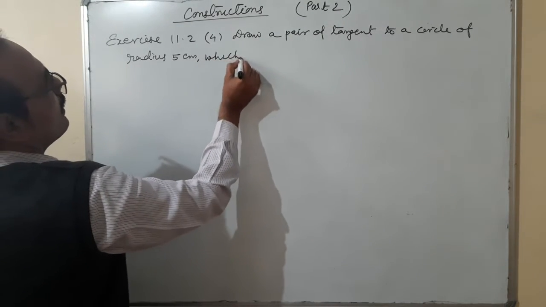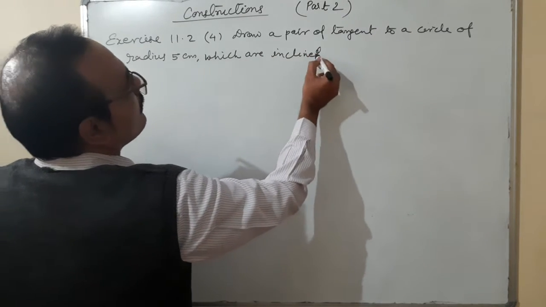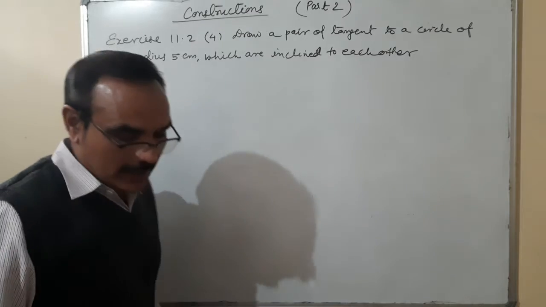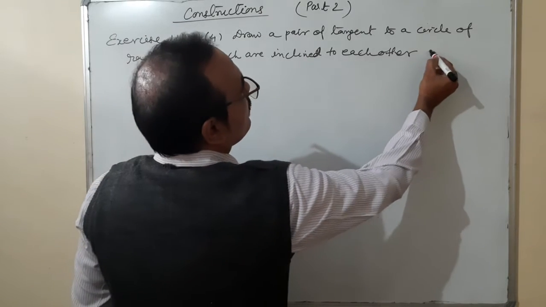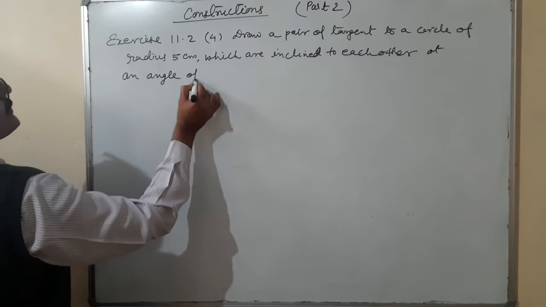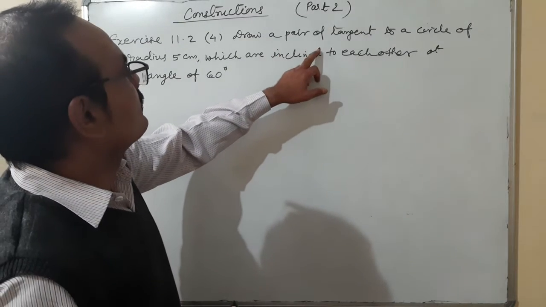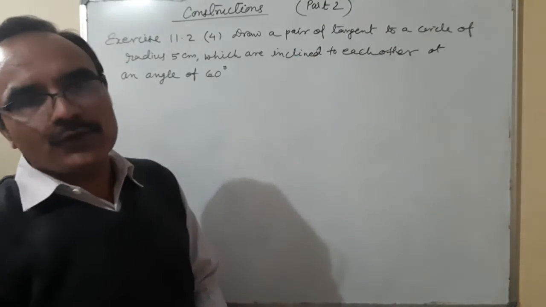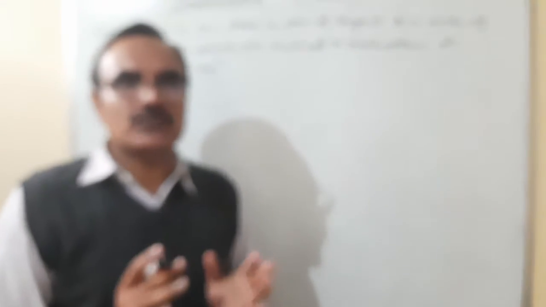Which are inclined to each other at an angle of 60 degree. It's a very interesting question. Which are inclined to each other at an angle of 60 degree. Okay. Question: draw a pair of tangent to a circle of radius 5 centimeter.